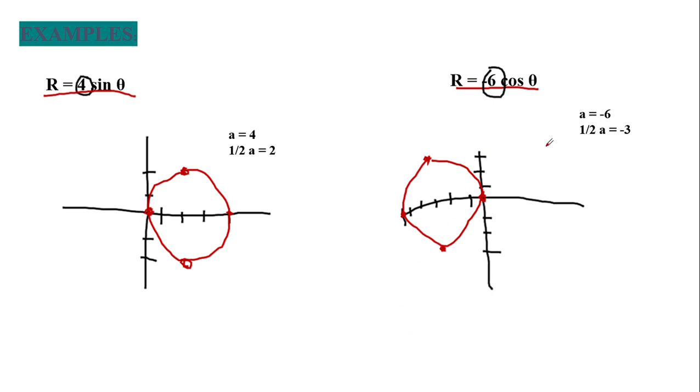And then the half of A, as you can see, is simply the radius of the circle. This is the half. And this is also the half. Okay, I hope you get it.